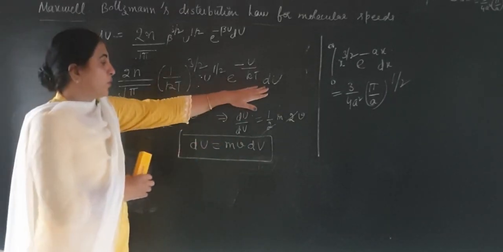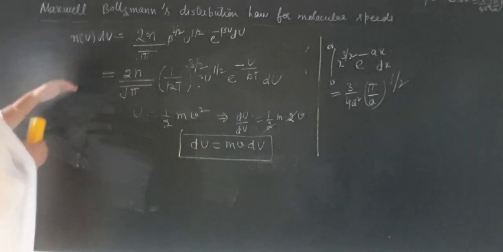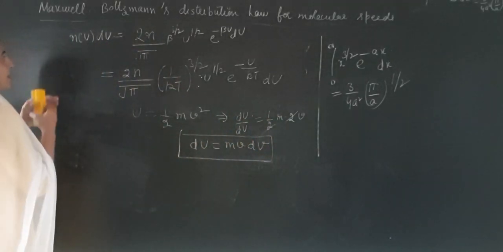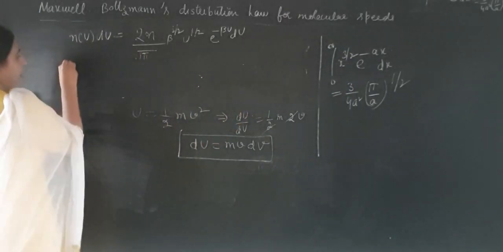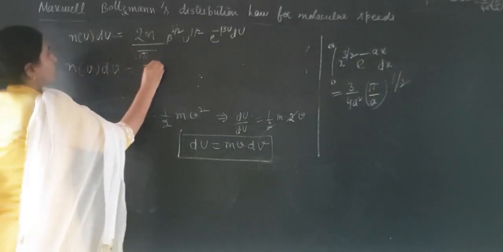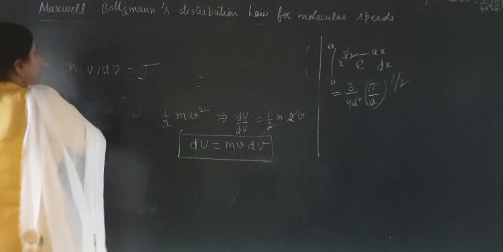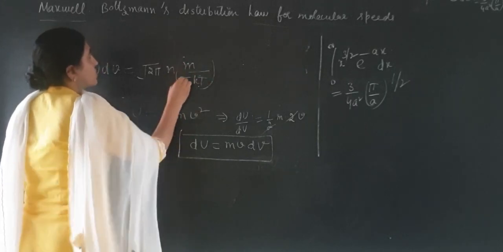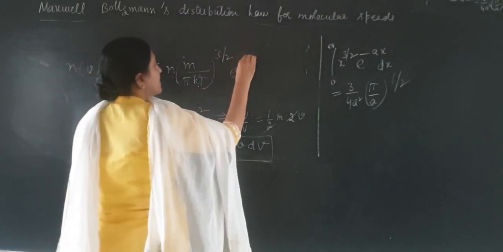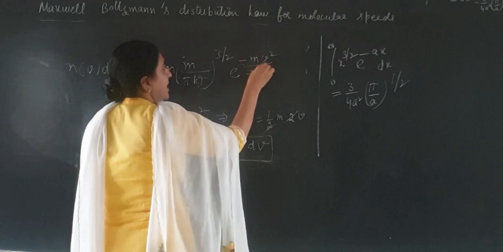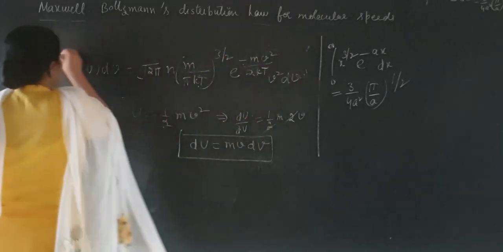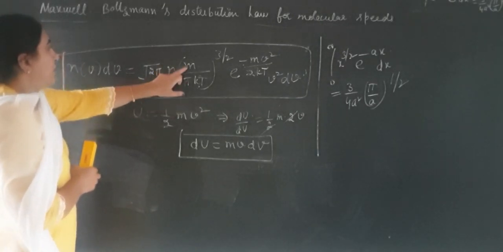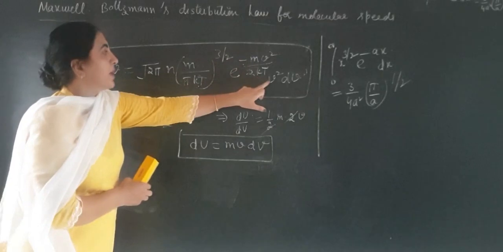So where there is a du, you will put the value of this and you will get n u du in terms of v, and this becomes mv dv. The result, I remember that result, will be 2 pi n m over pi kT raised to power 3 by 2 e raised to minus beta u, e raised to minus mv square upon 2 kT, v square dv. So this is the Maxwell's distribution for molecular speeds, 2 pi n times m over pi kT raised to power 3 by 2 e raised to minus mv square upon 2kT v square dv.